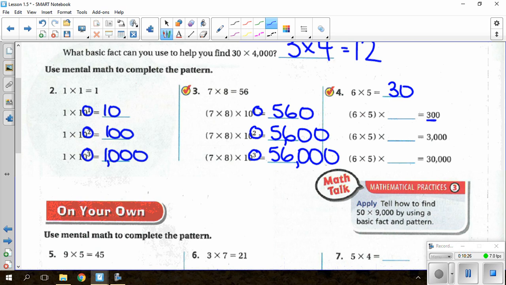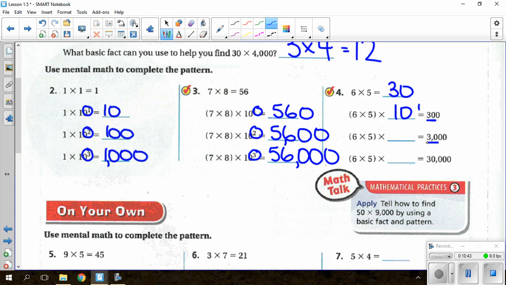So for the 6 times 5 times blank equals 300, I would add 10, and I see that there is one extra zero that I did not underline, so that means I am multiplying that by 10 to the first power. Moving down to the next one.